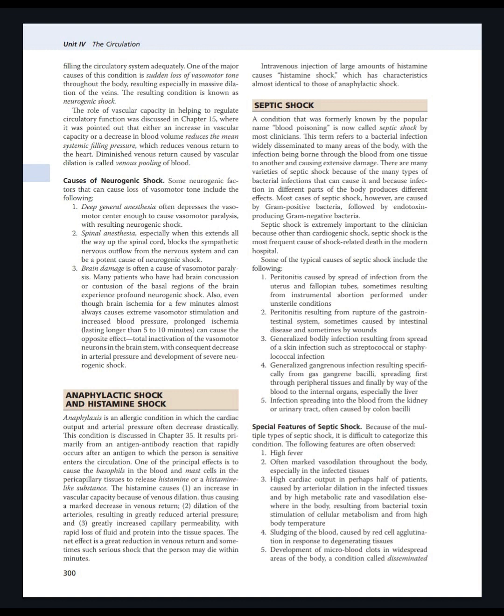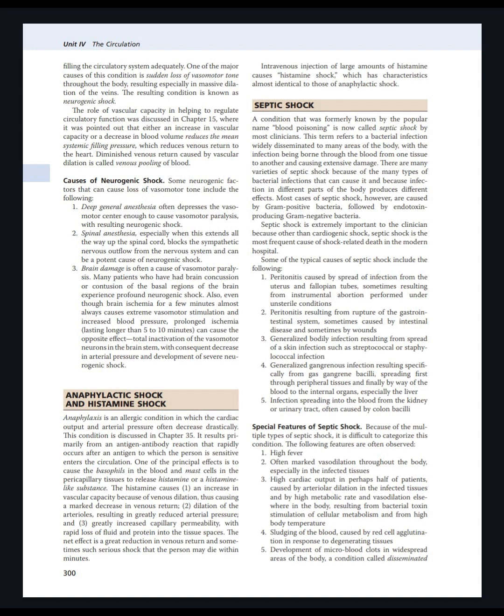The next thing is septic shock. Septic shock, a condition formerly known by the name blood poisoning, is called septic shock by most clinicians. It refers to a bacterial infection widely disseminated to many areas of the body, with the infection being borne through the blood from one tissue to another and causing extensive damage. There are many varieties of septic shock because of the many types of bacterial infection that can cause it, and because infection in different parts of the body produces different effects. Most cases of septic shock, however, are caused by gram-positive bacteria, followed by endotoxin-producing gram-negative bacteria.